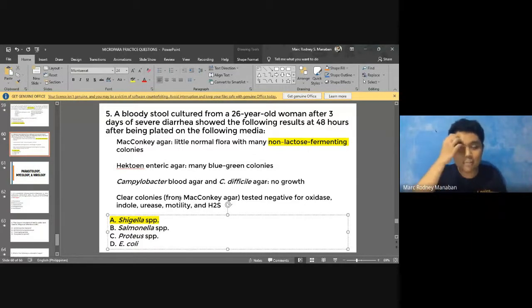So I hope na-get ninyo ang approach and ang flow. Baka medyo TMI pa, pero ako na yung advice, i-memorize ninyo itong mnemonics. Sa indole positive, kinsa itong mga citrate positive, kinsa itong H2S producers.